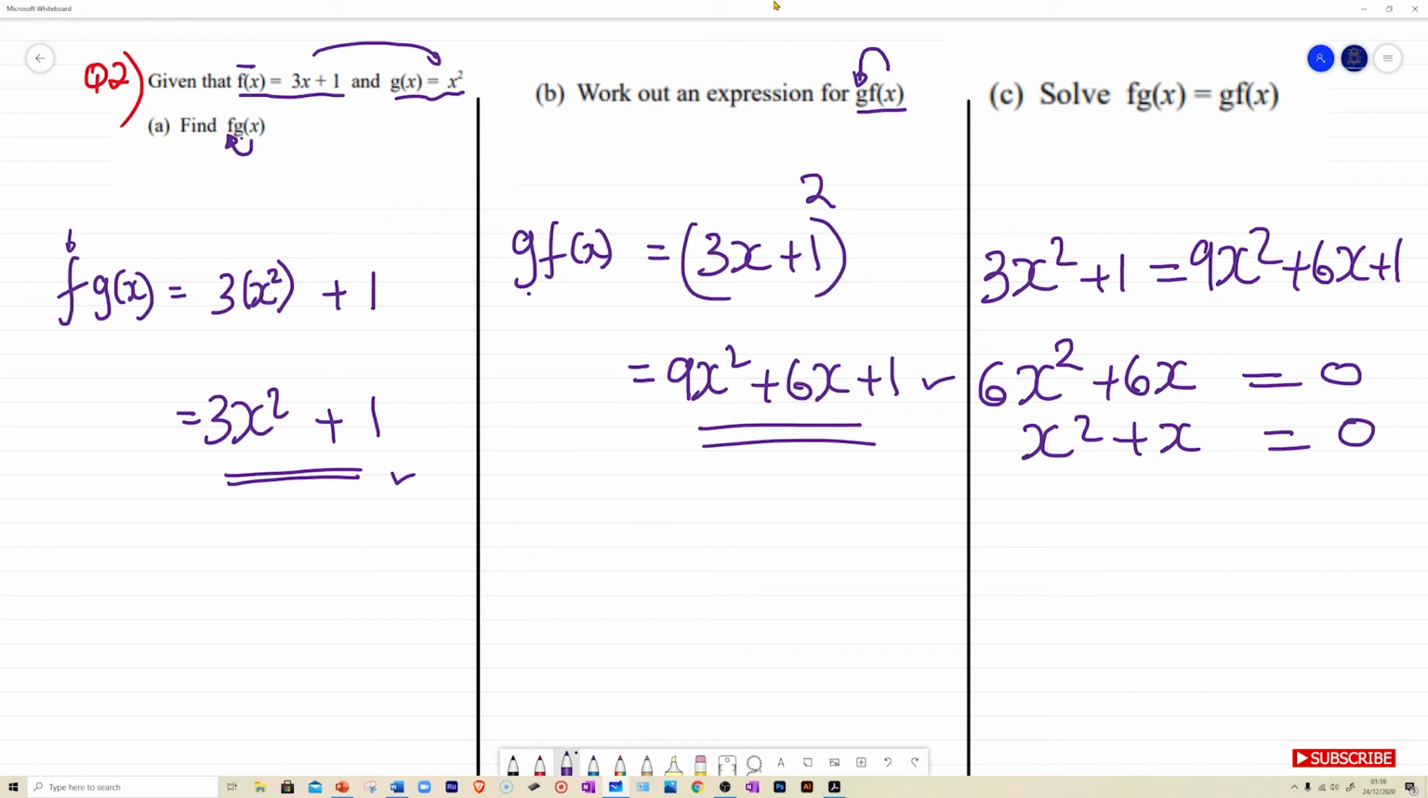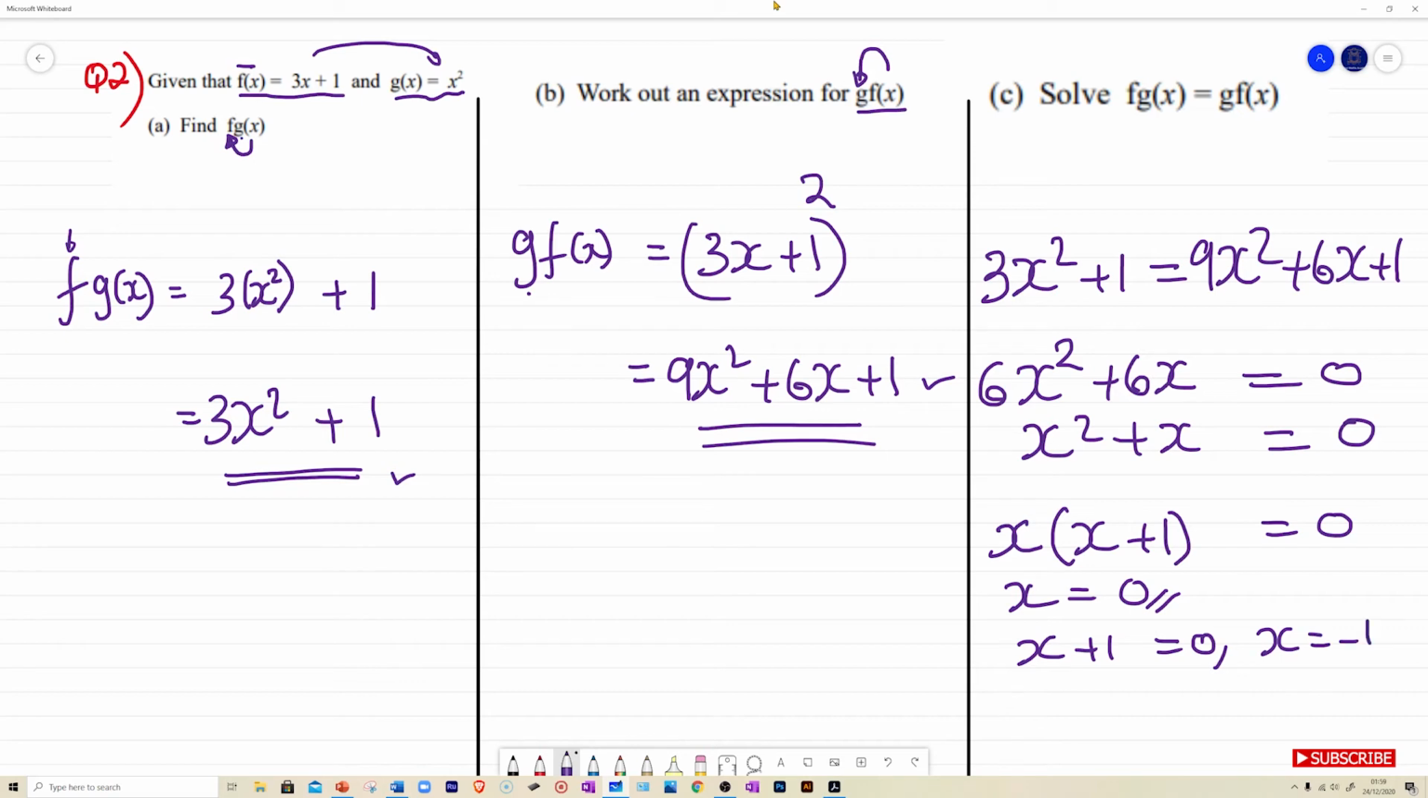Okay, so we need to factorize here. So x outside, and then we have x plus 1 here equals to 0. So you take one of the x and make that one equals to 0. This is one of your solutions. And then you take what's inside the bracket. So x plus 1 equal to 0, which means x is equal to -1. So your final solution, then x is equal to 0 and x is equal to -1.